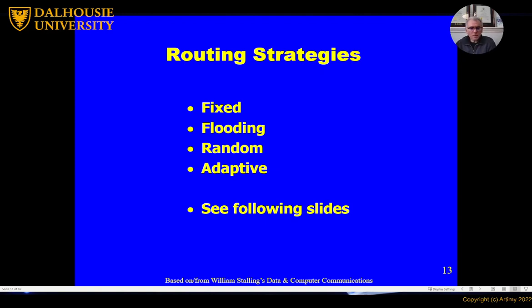So we have here routing strategies. We talked about all of the criteria, but what is the strategy that we use? So we have four, as the slide says. Either the strategy will be fixed or flooding, random or adaptive. So let's take a look at each one of these.